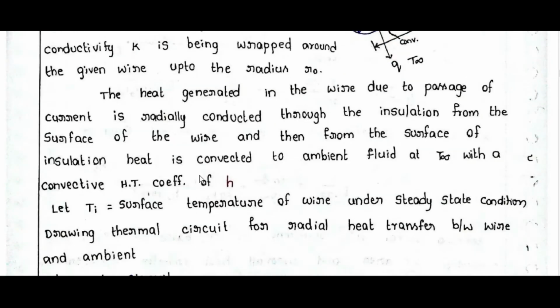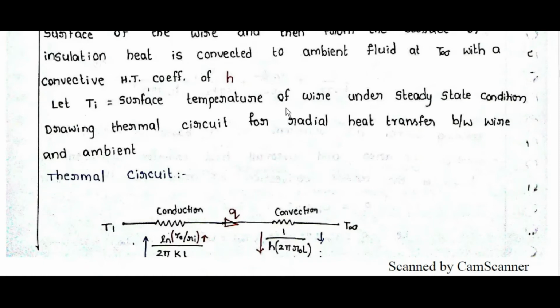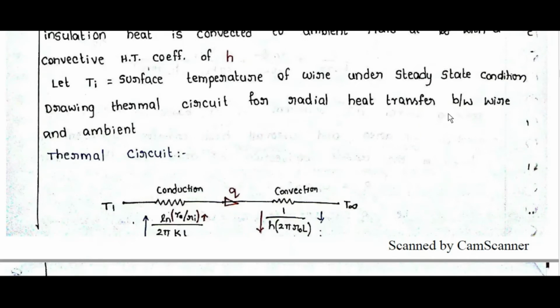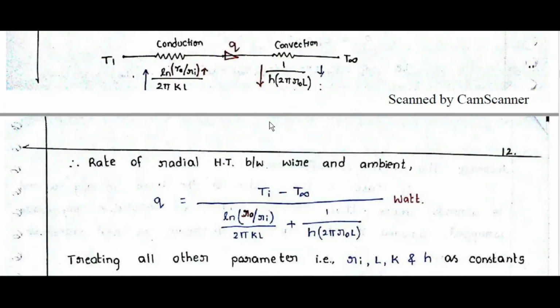The heat generated in the wire due to passage of current is radially conducted through the insulation from the surface of the wire, and then from the surface of the insulation heat is convected to ambient fluid at T infinity with convective heat transfer coefficient H. Let Ti be the surface temperature of the wire under steady-state condition. Drawing the thermal circuit for radial heat transfer between wire and ambient: conduction resistance ln(Ro/Ri)/(2πKL) and convection resistance 1/(H 2πRoL).